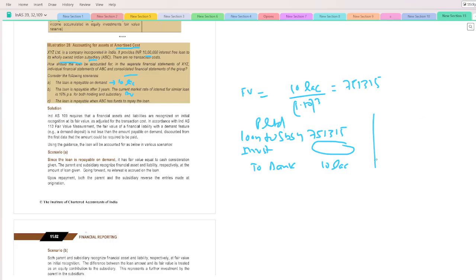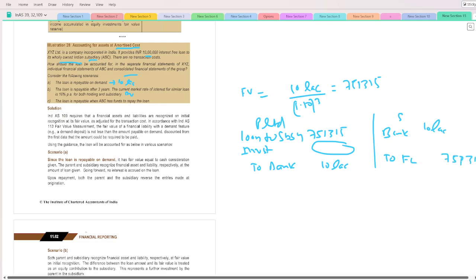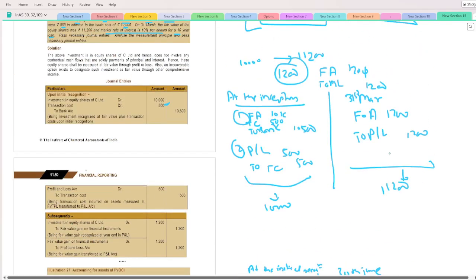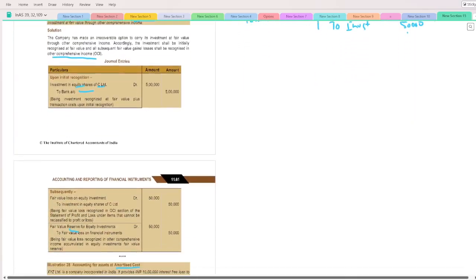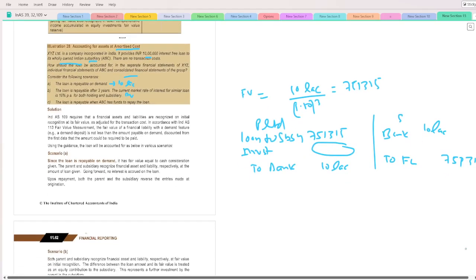Similarly, in the books of the subsidiary, it will be bank account 10 lakh, to financial liability, that is a loan received from the holding company 751315, and then the difference, whatever the difference is coming, will be to equity.